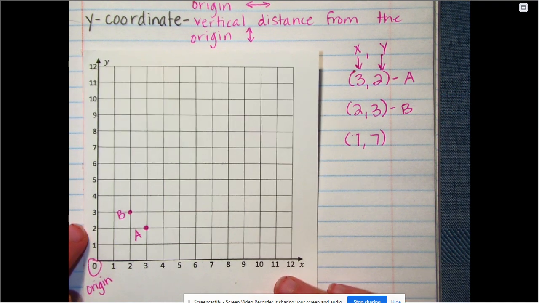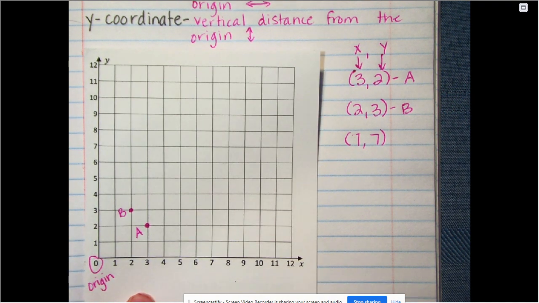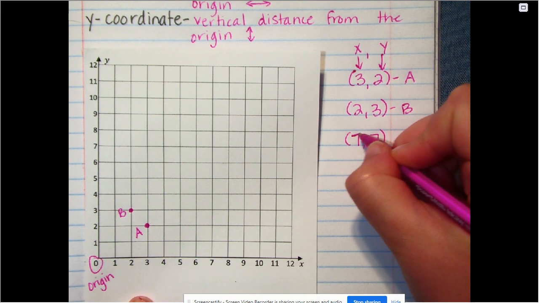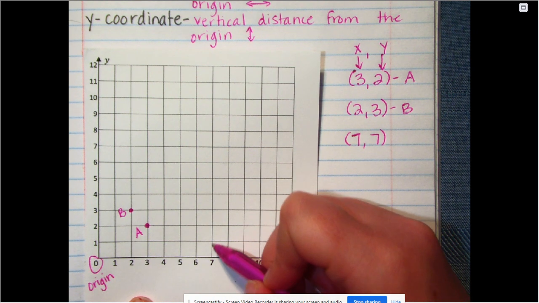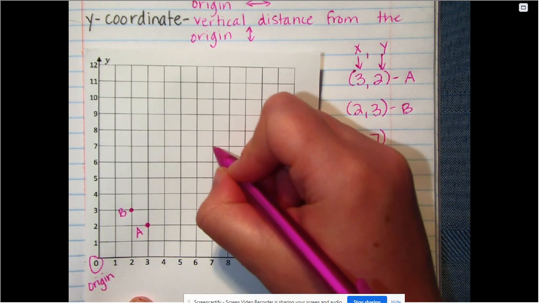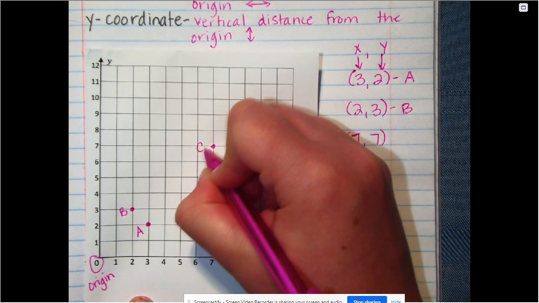All right, so in this case, I'm going to count over 7 horizontally first, because we always do our x first. And then we're going to count up 7 for our y, and that's going to be point C.